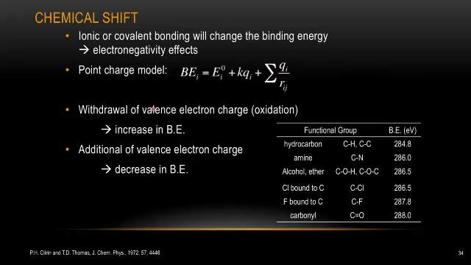So the rule of thumb is, if you withdraw some valence electron charge from your sample surface, such as during the oxidation process, you'll be increasing your binding energy. But if you add some valence electrons into your system, you'll be decreasing your binding energy. The table on the right here gives you some different binding energies for carbon material. So for a carbon CC bond, it usually sits somewhere around 284.8 eV. And if you bind a carbon with some other element like nitrogen, chlorine, or fluorine, they will change your binding energy.